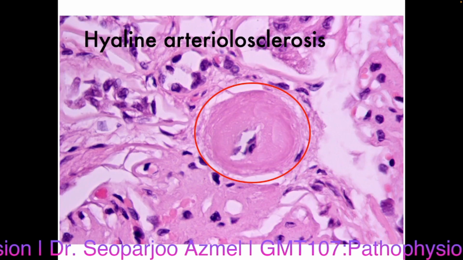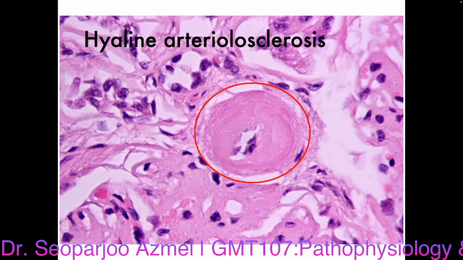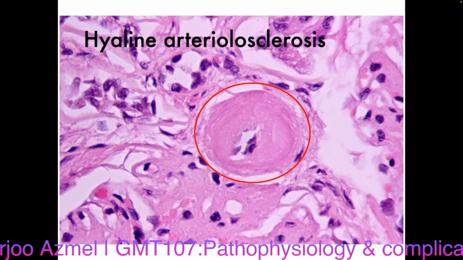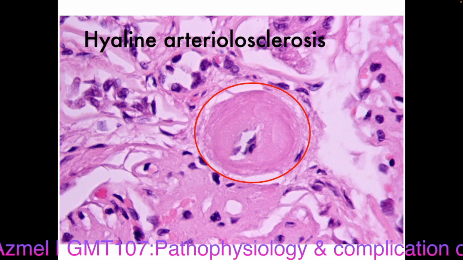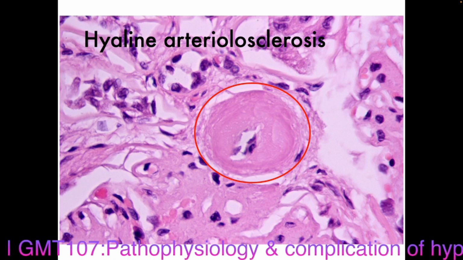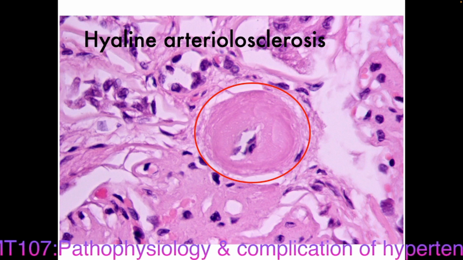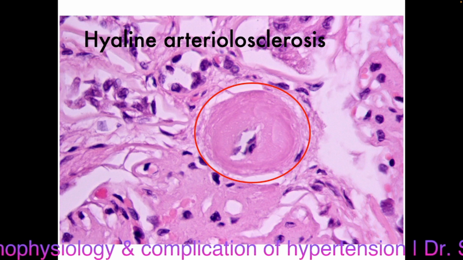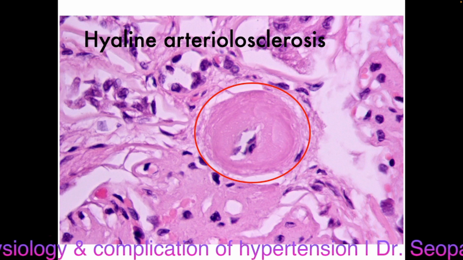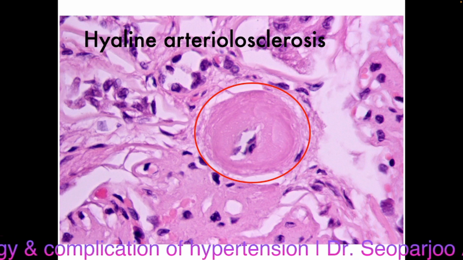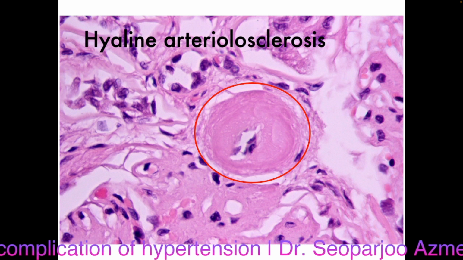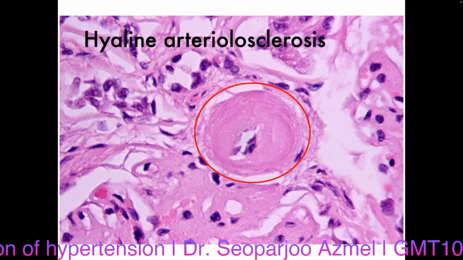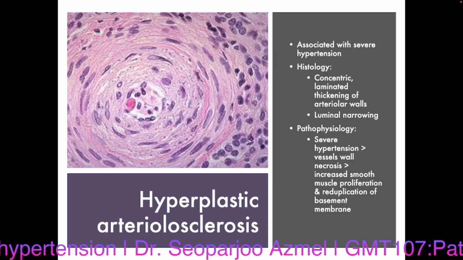You can see that at the center there, the lumen is very narrow. So it's a very small lumen, almost slit-like in shape. This is what will cause a vicious cycle. This narrowing will cause increased total peripheral resistance, and apart from that, this is also caused by hypertension.